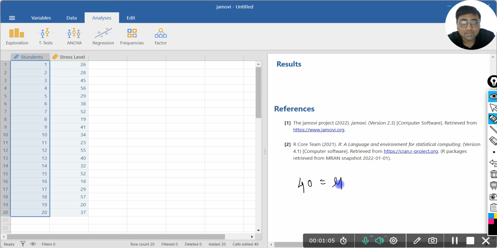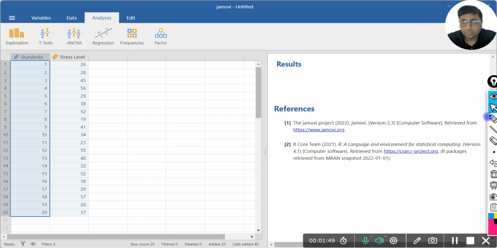Now what is H naught in this case? H naught is the average stress level of the students is not significantly different from 40. And H1 says that it is not equal to 40. That means it is significantly different from 40. So now we are going to see how to check this in JAMOVI.